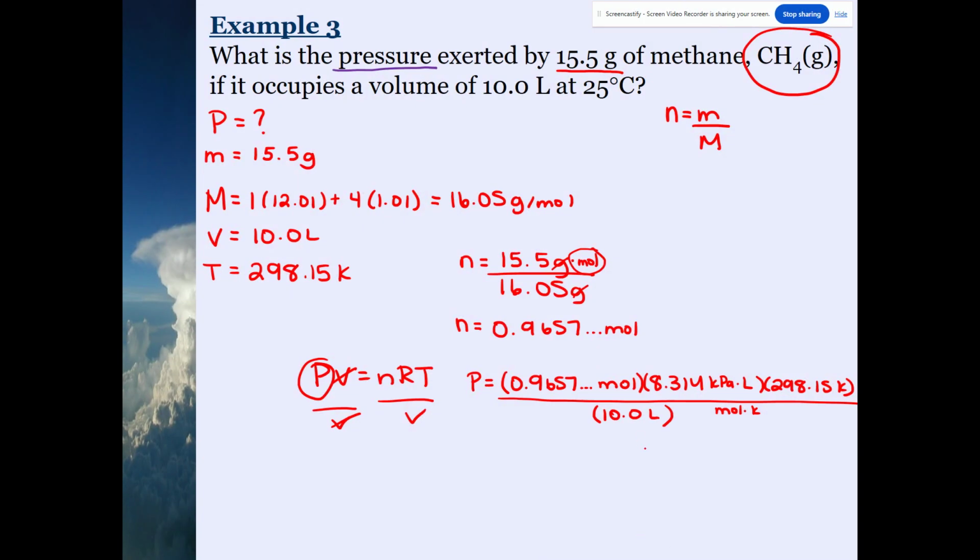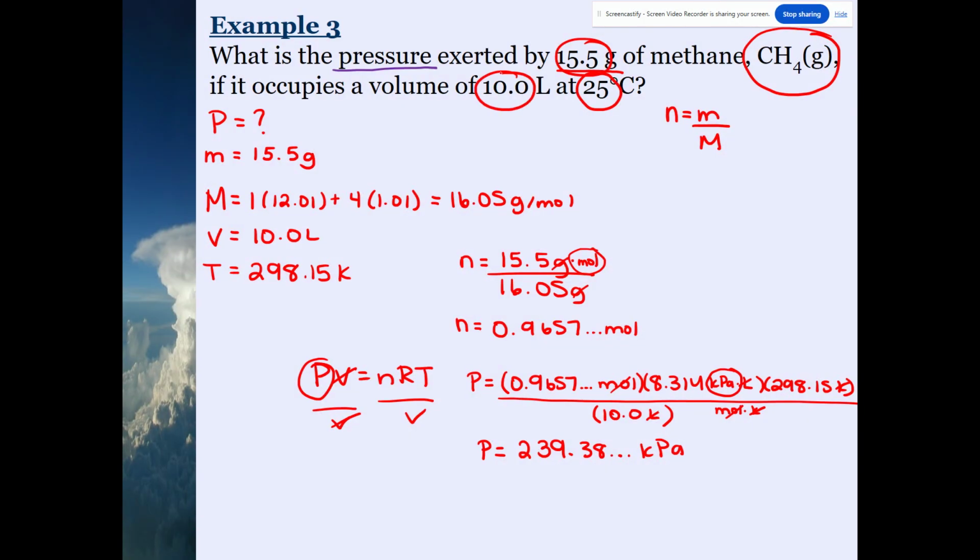So if we do our unit analysis, moles cancel, kelvins cancel, and liters cancel. So we're going to get left with an answer in kilopascals for pressure. So again, take that answer that you got in step 1, finding moles, unrounded, multiply it by 8.314 times 298.15, and then divide that answer by 10. We get an answer of 239.38 so on kilopascals.